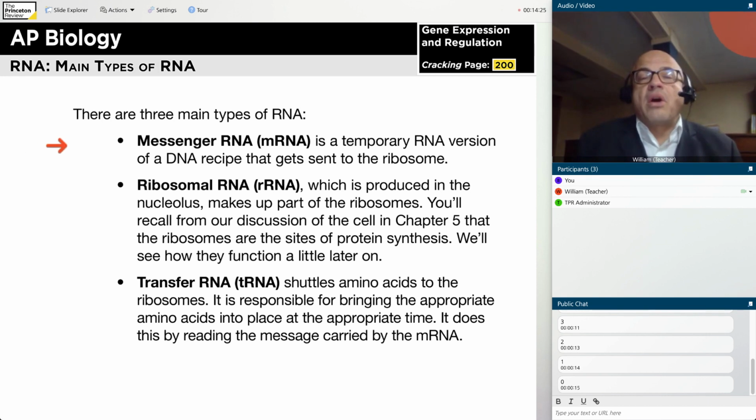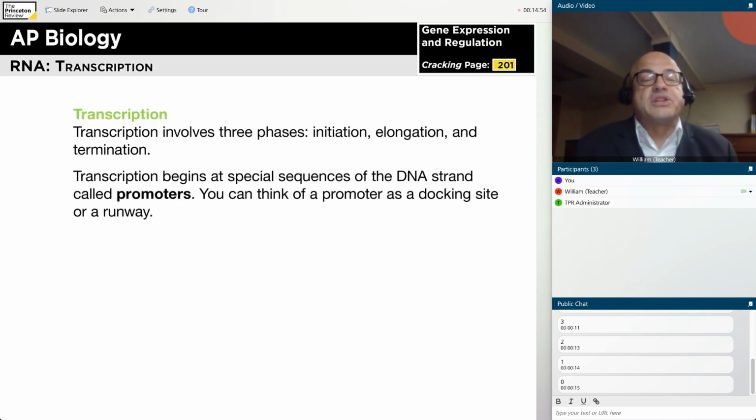Okay, sticking with RNA, there are 3 types. There's your messenger, your ribosomal, and your transfer. And these are the notations associated with them. Messenger is the temporary one. Ribosomal is what's produced in the nucleolus and makes up part of the ribosomes. That's easy, your ribosomal. And finally, you have transfer RNA, which is your shuttle for amino acids back and forth. And it reads the message from the mRNA, so that's where they are linked.